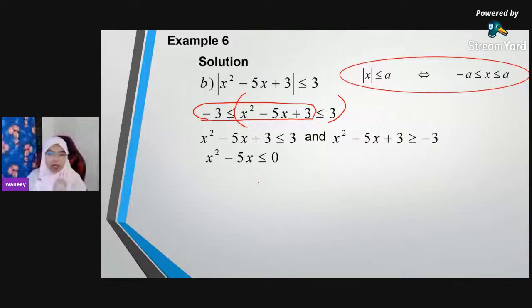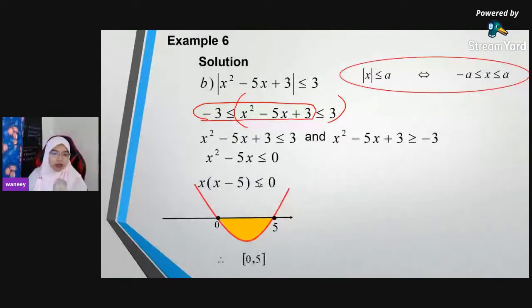Okay, so x square minus 5x is less than or equal to 0. In order to solve the quadratic, I have to draw the graph. So let us draw the quadratic graph. I do want something to be less than 0, so it should be in between 0 up until 5. So this must be below the x-axis.